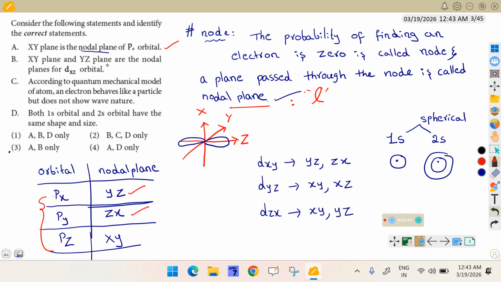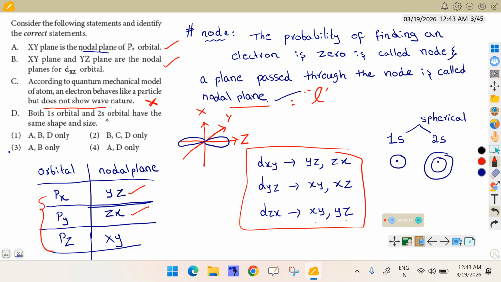Now, XY plane and YZ plane are the nodal planes of dxz orbital. Now you can check it. dxy orbital nodal planes are YZ and ZX. dxz orbital nodal planes are XY and YZ. Statement B is also correct. According to the quantum mechanical model of an atom, an electron behaves like a particle but does not show wave nature. No, wrong. According to de Broglie's theory, this is a wrong statement.